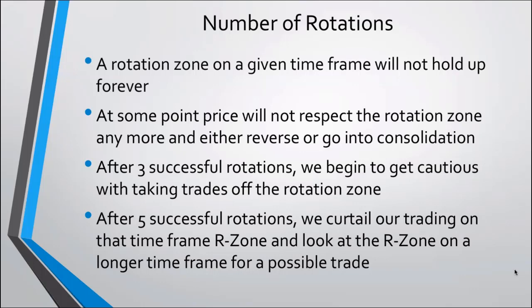After 5 successful rotations, we curtail our trading on that time frame R zone and look at the R zone on a longer time frame for possible trades. So if you think about how that might play out, if you're on a shorter term chart and it's rotated 5 times, you now go up to a higher view. Say you're on an hourly chart, you go to a 4-hour, you'll notice there's fewer R zone retests. And then after 5 on a 4-hour, you go up to a daily and you'll notice there's been fewer. That's just the way the time frames play out. So that's what we do if we want to continue to trade R zones. Or you just wait for consolidation and the establishment of a new R zone.